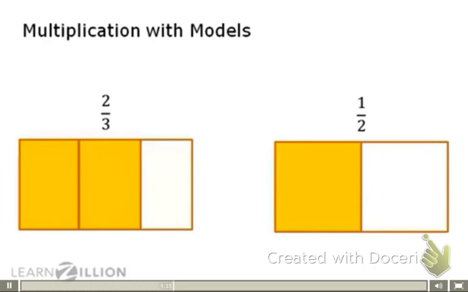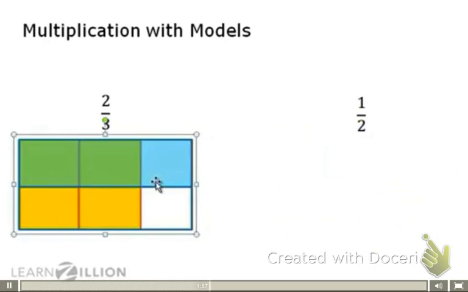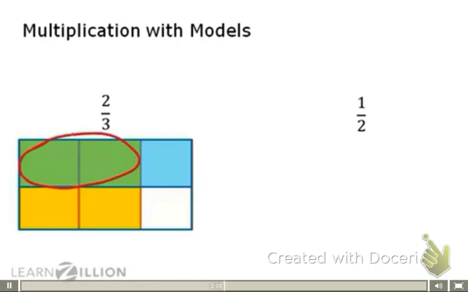Let's return to the 2 thirds and 1/2. We can change the colors to distinguish between these two fractions. In addition, I will leave the 2 thirds split vertically, and the 1/2 we will change to split it horizontally. This will allow us to overlay one fraction on the other. Notice when the 2 thirds is overlaid by the 1/2, the original 2 thirds is split into 2 pieces. This leaves us with 2/6 shaded by both fractions.